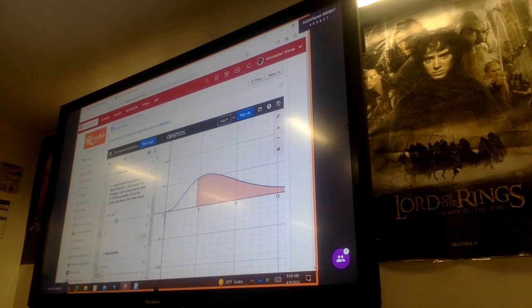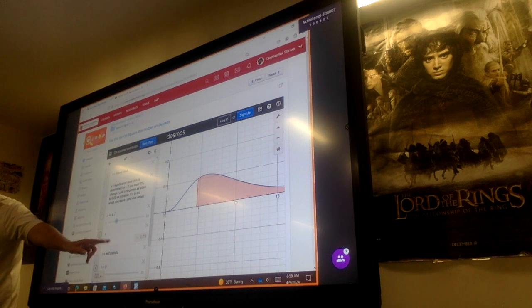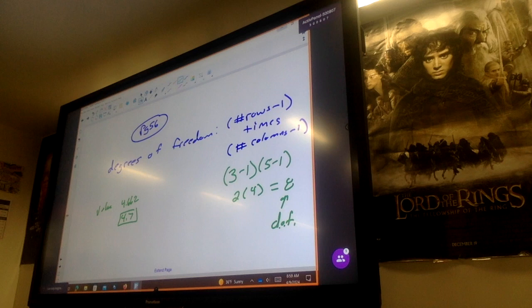So our p-value here, when we do this math with our slider to 4.7 rounded to one decimal, is 0.79. That's weird. I don't know how to explain that. What you would do is sum all those up. They've already done it and said it comes out to 4.662, so I rounded it to 4.7.